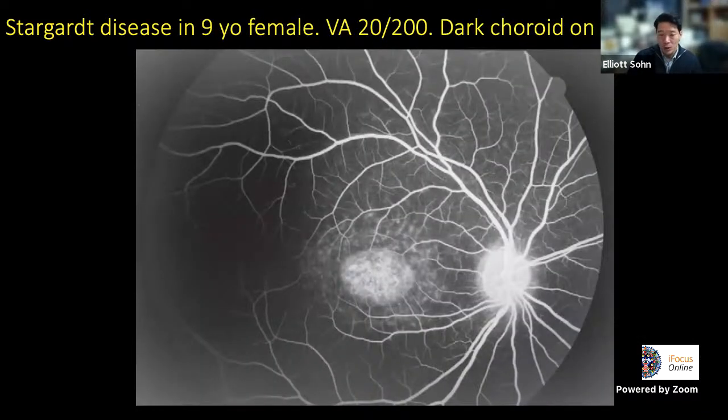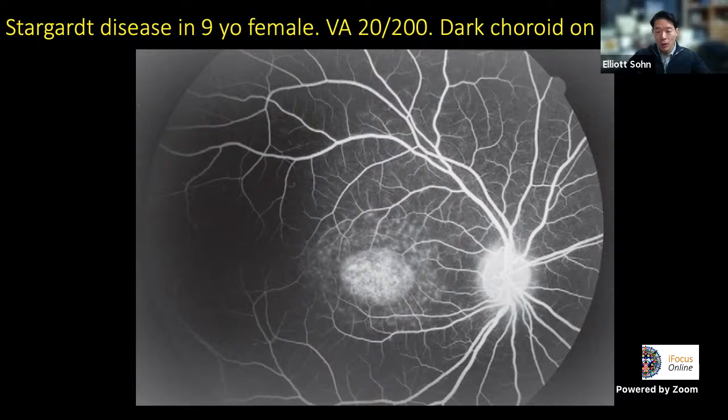But here's another patient. This dark choroid that you're seeing in this patient, this 9-year-old female with Stargardt disease, is pretty striking here. You can see there's plenty of fluorescein in here. It's somewhat late because you can see that there's starting to be some staining around the disc. And then of course in the macula, you see this hyperfluorescence centered on the fovea, but a little bit surrounding it as well. But otherwise, the choroid looks pretty dark.